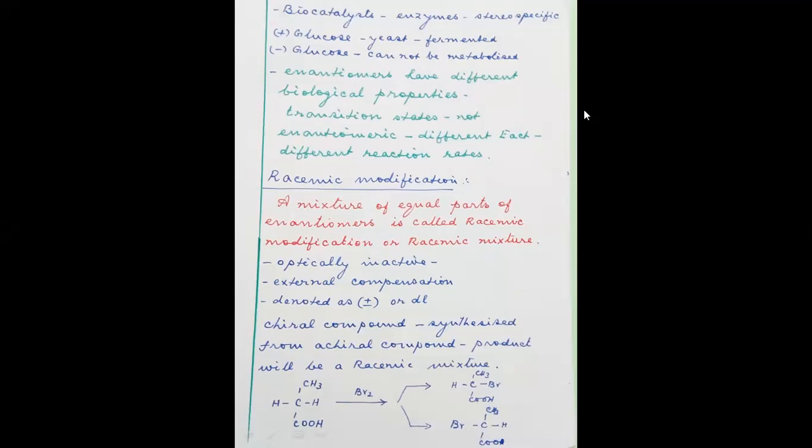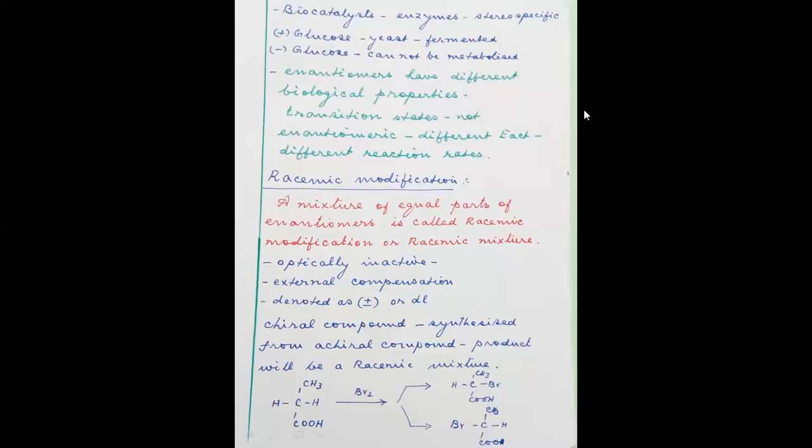And the next concept is racemic modification. What is this racemic modification? You should understand what a racemic mixture is. A racemic mixture means a mixture of equal parts of enantiomers. It is called a racemic modification or racemic mixture.